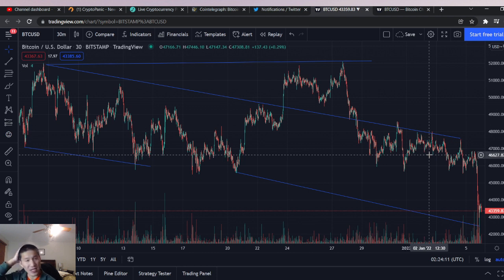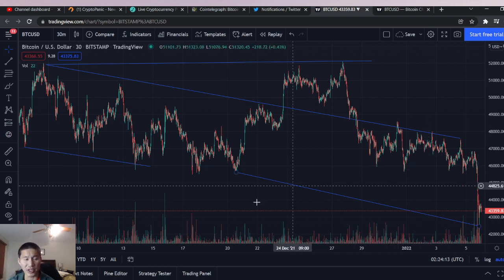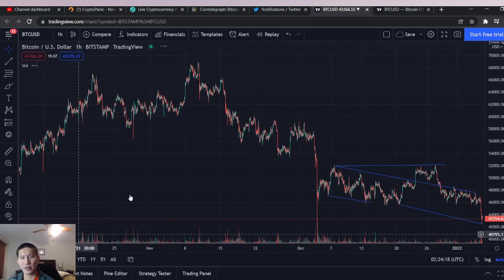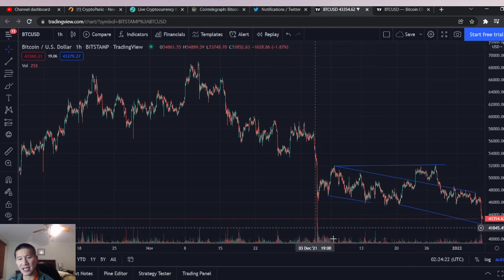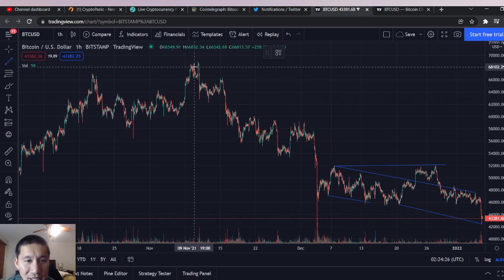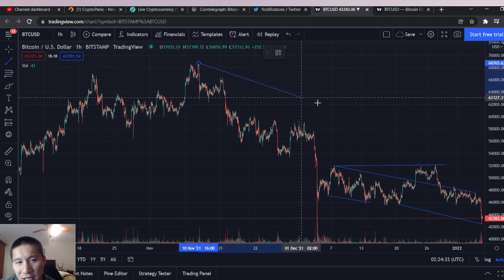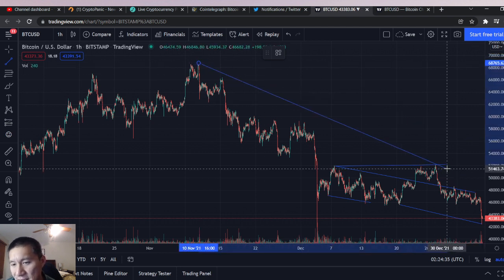So maybe we'll have to wait until February before things kick up again, especially with the Fed interest rate hikes. If you look at the 3 month, yes, we are still down. The lines I have here are the last 1 month. But if you look at the last 3 months, you're basically going from the top of the 3 month cycle, from here, that top, to this top.